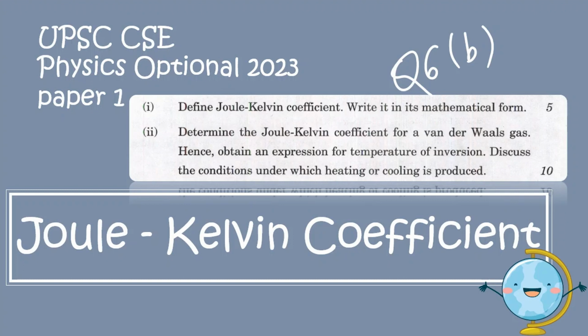Hello everyone, in today's video we'll be seeing this question from the year 2023. So we have to define the Joule-Kelvin coefficient and write the mathematical form, and then determine the Joule-Kelvin coefficient for van der Waals gas, and we will see the Joule-Kelvin coefficient for ideal gas or perfect gas also, and then we will obtain an expression for temperature of inversion, and then we will discuss the cases under which heating or cooling is produced.